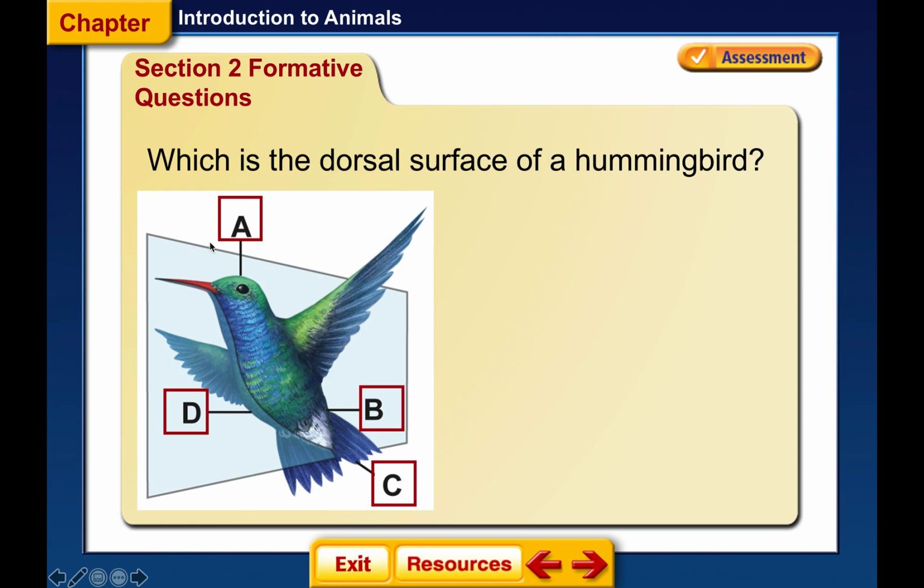So we know that A is going to be anterior. We know that C is going to be posterior. So B is actually showing the backside of the hummingbird. D is showing the belly side. So this answer would be B.